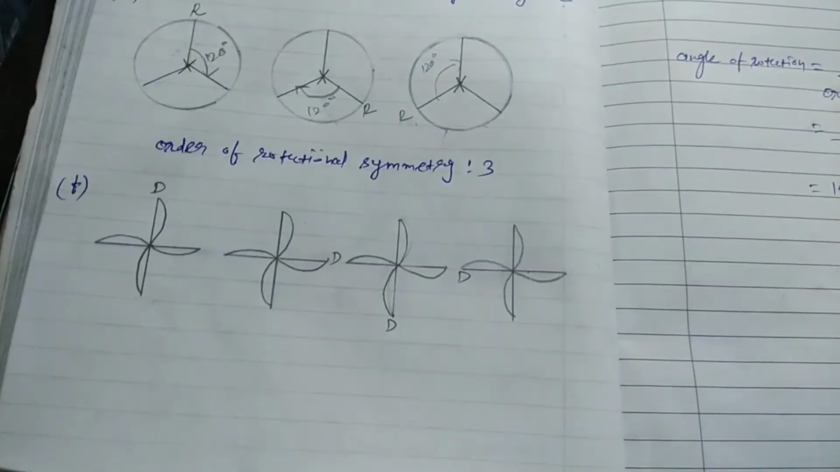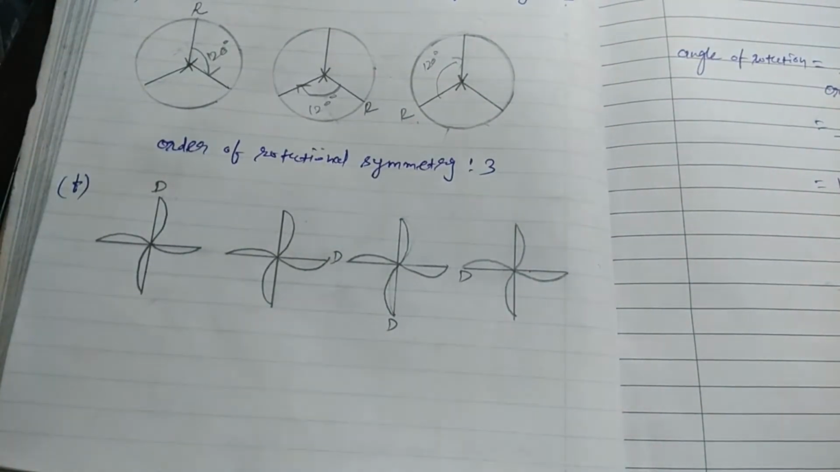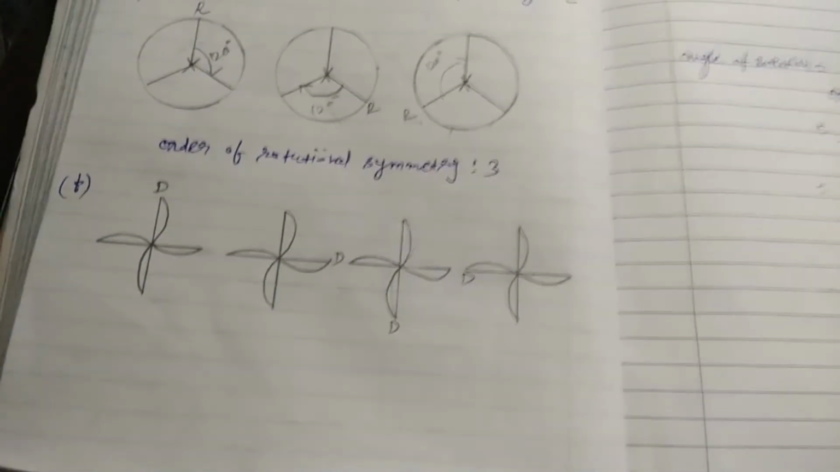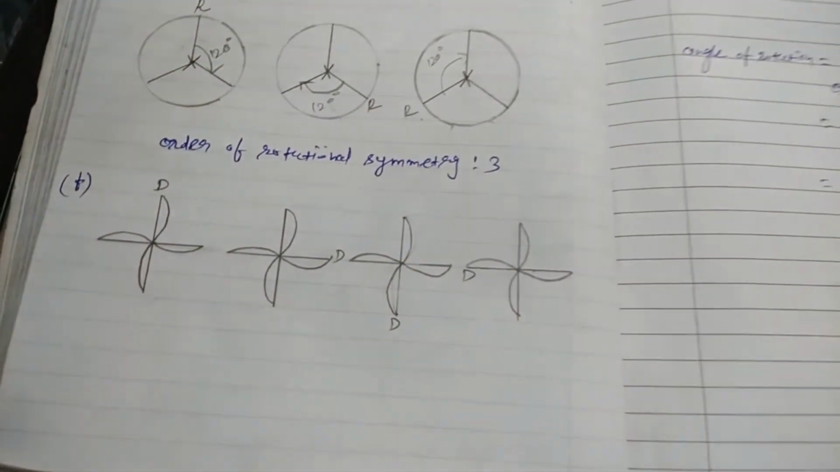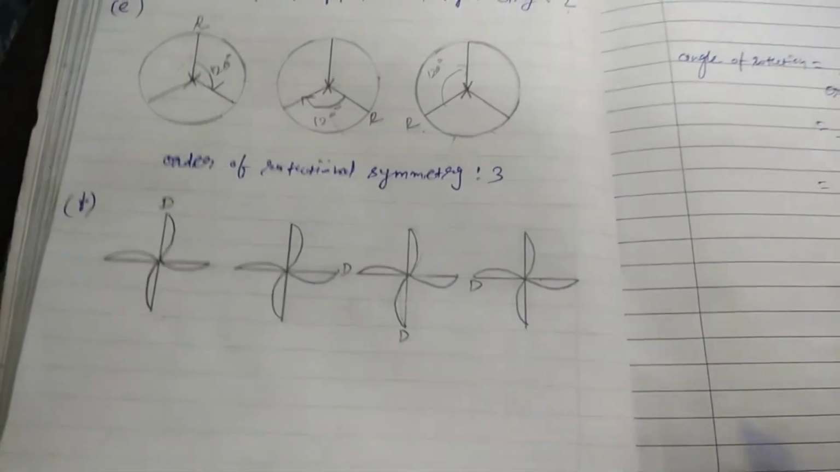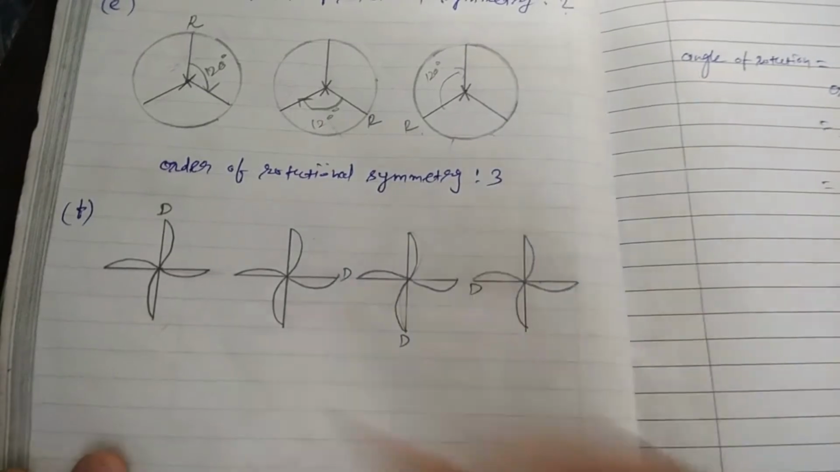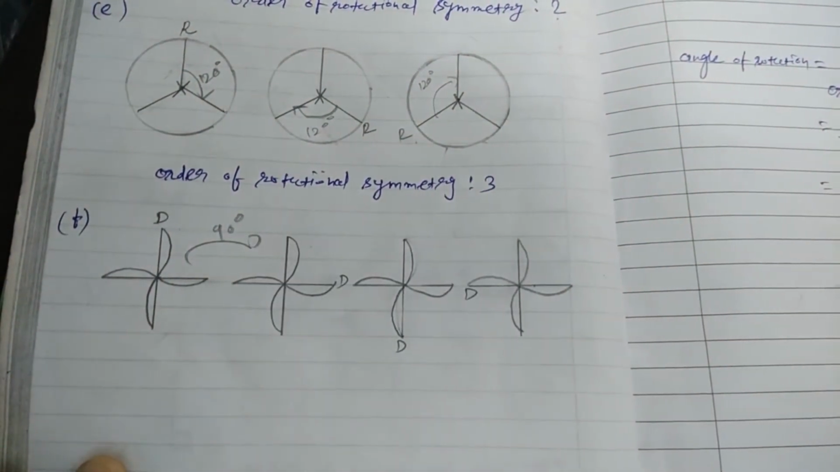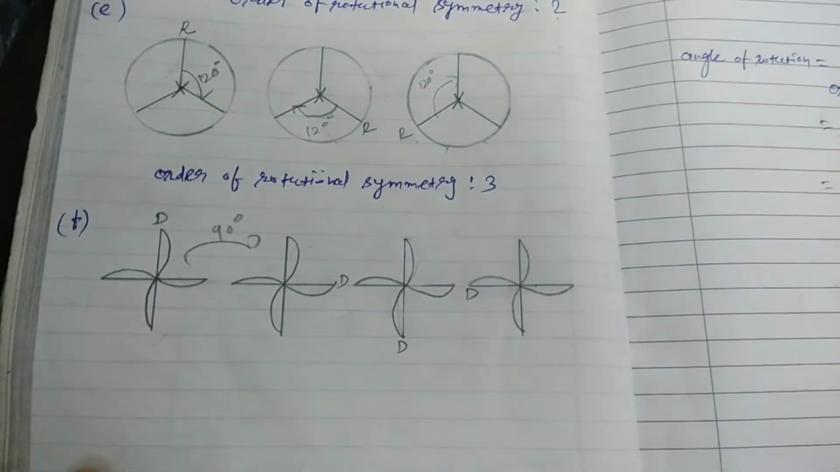Next, F. This shape we have already done. It is a shape of a paper windmill, and we have already done that. What is the angle of rotation? That is 90, and the order of rotational symmetry is 4.